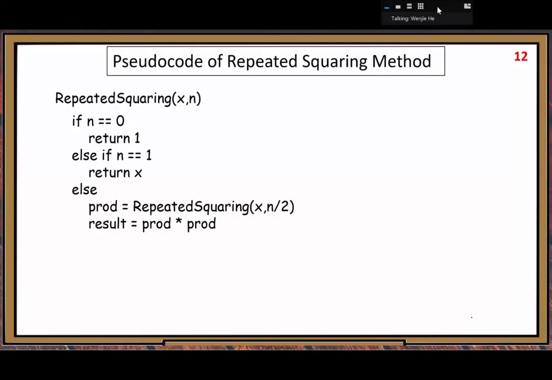It depends on whether n is even or odd. If n is even, n over 2 is half of that integer, no remainder, right? Then this result, product square, is the final result. Nothing missed. But when n is an odd number, then it's not the final result, right?